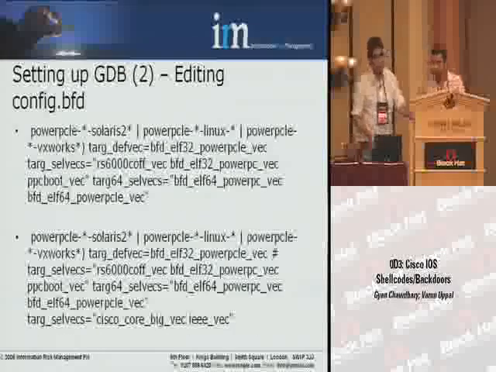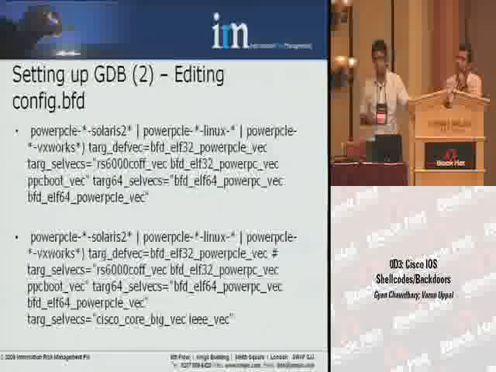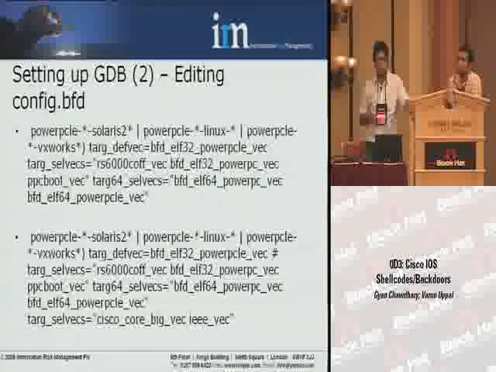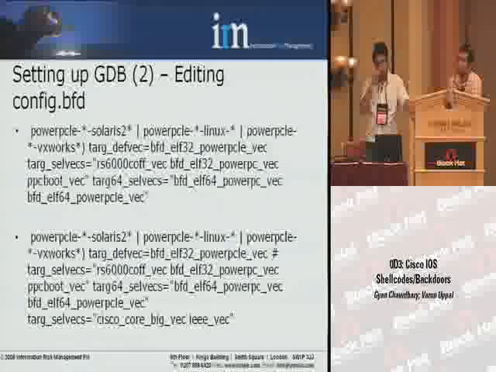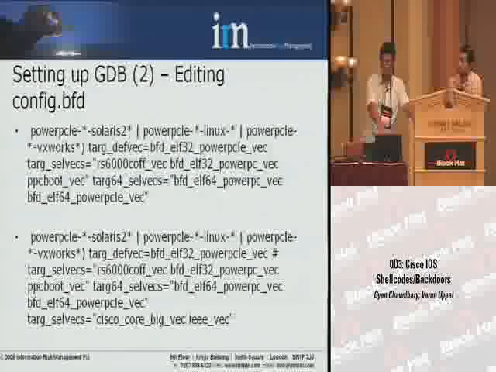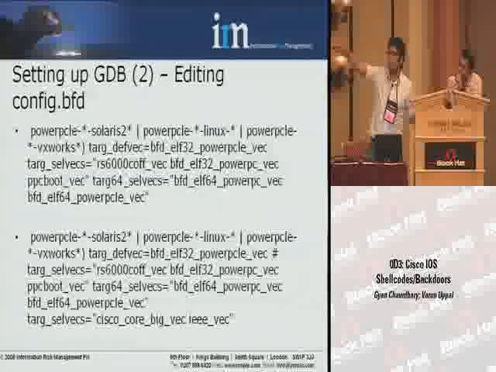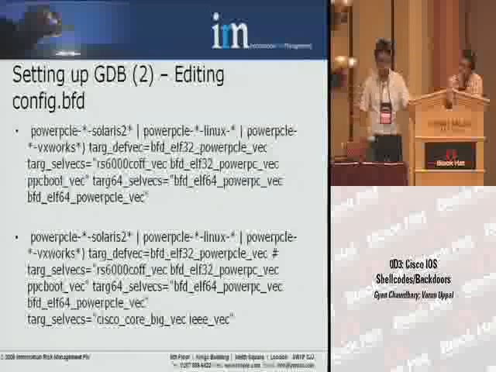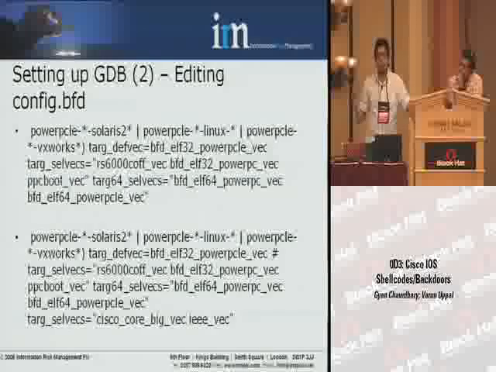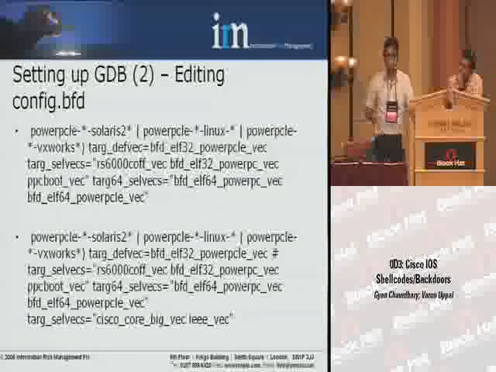First of all, you have to edit the configuration file in GDB and create a new target for Cisco, because that doesn't exist anymore. So in this case, if you see the first bit of it, we remove that and we just add another version with Cisco Core Big VEI IEEE whatever. We didn't know what that is. We just simply pasted it so that we get a vector for compiling.